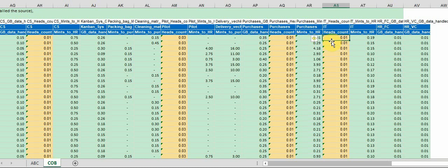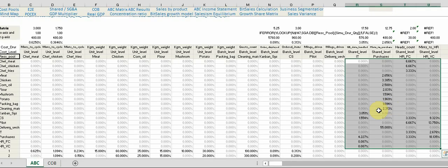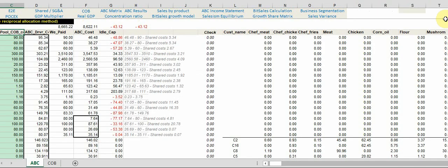IT builds the cost relationship with headcount and minutes to HR. Both HR fixed cost and variable cost build the cost relationship with gigabytes of data handled, to be charged with IT cost. Returning to our activity-based cost matrix, these are the cost allocations for the shared department cost we built from the COP database. After using matrix algebra to resolve this cost pool mutual allocation, that process is the so-called reciprocal allocation method. We finally reach the activity-based costing result.